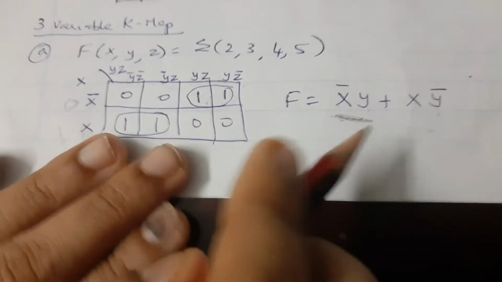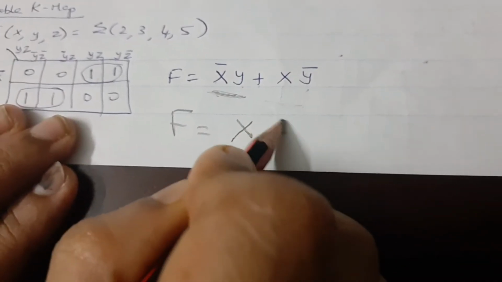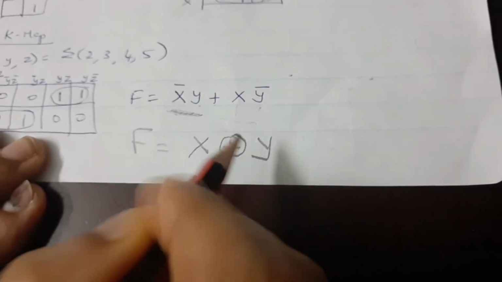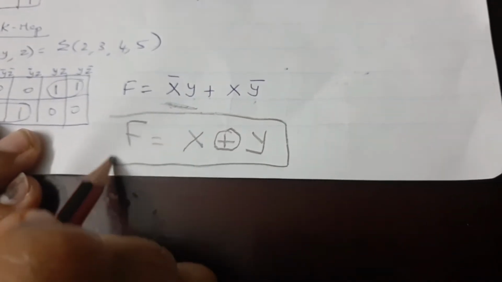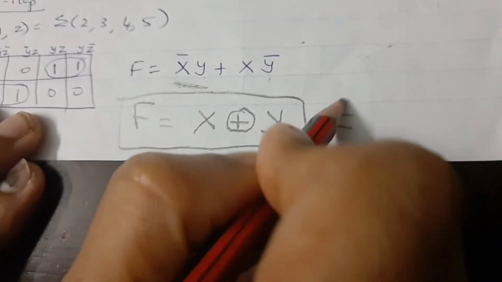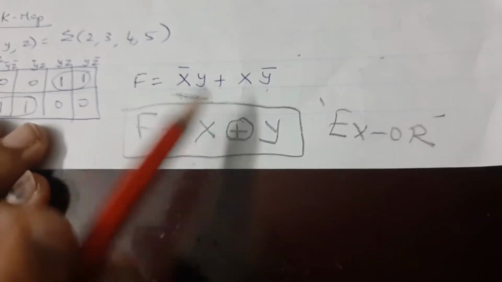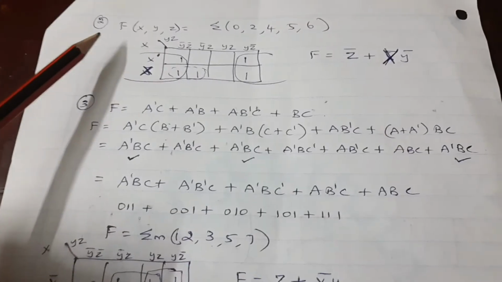This is nothing but an XOR gate equation. You can combine this into an XOR gate. X and y, and if you have the addition symbol encircled, we call this gate an XOR gate. So by using one single gate, you can perform this operation.